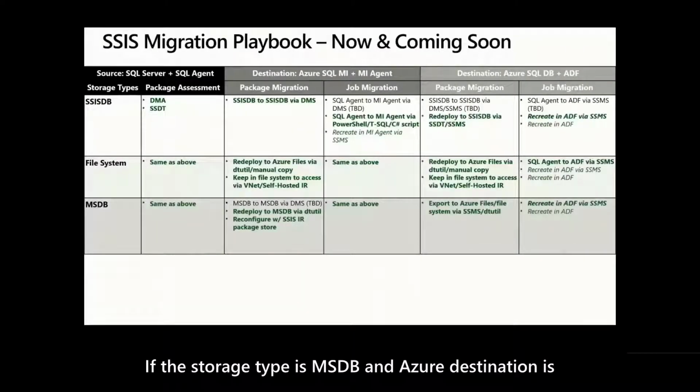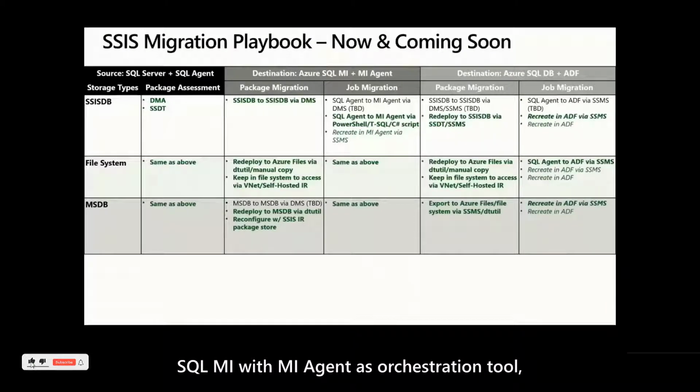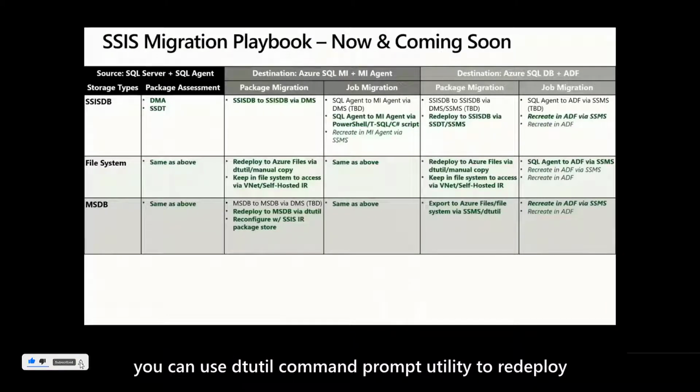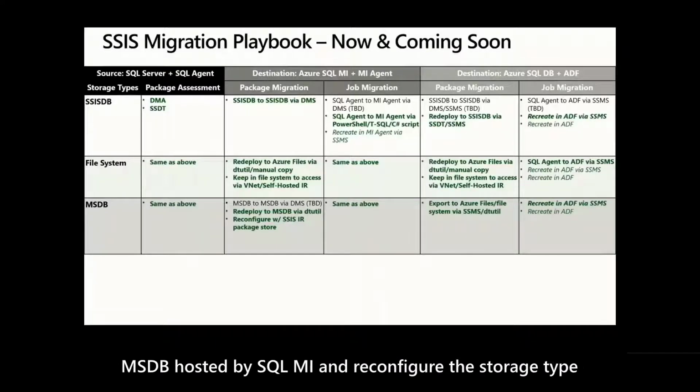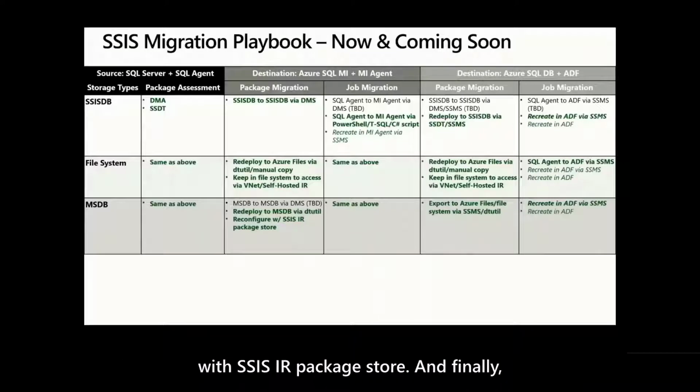If the storage type is MSDB and Azure destination is SQL MI with MI agent as orchestration tool, you can use dtutil command prompt utility to redeploy existing SSIS packages from MSDB hosted by SQL Server to MSDB hosted by SQL MI and reconfigure the storage type with SSIS IR package store.